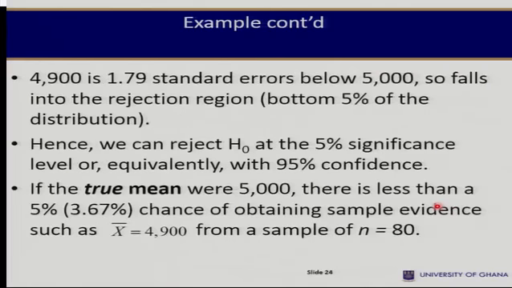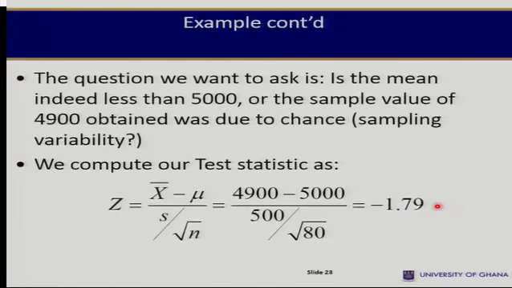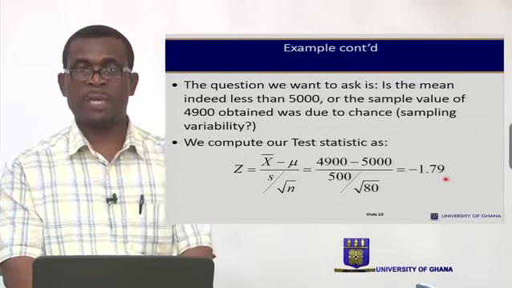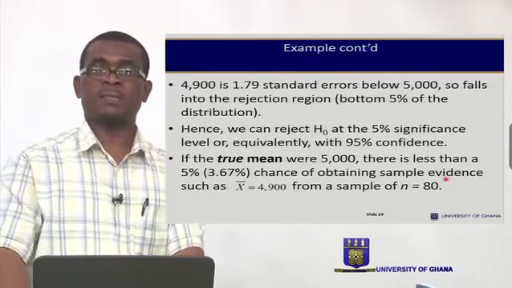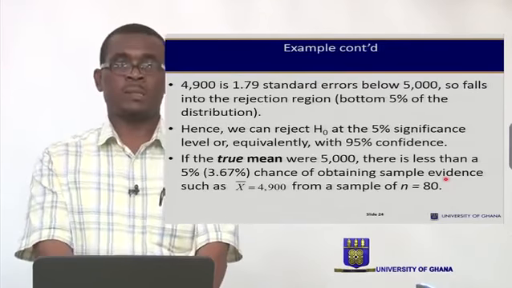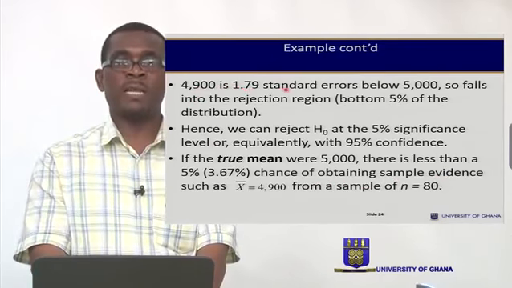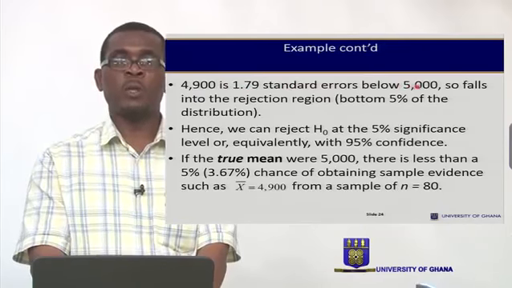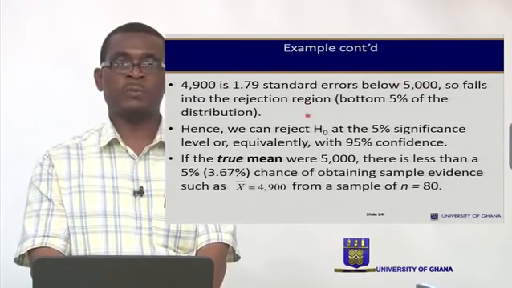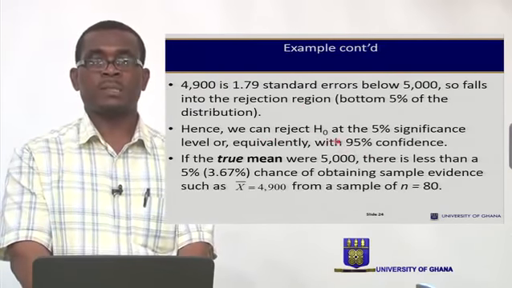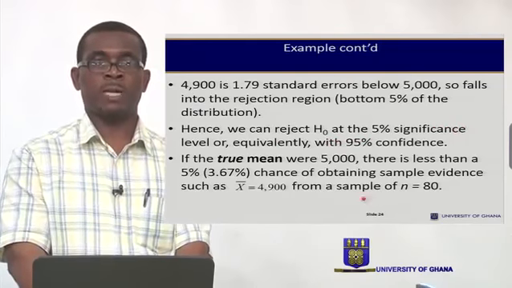Clearly, our test statistic, which is minus 1.79, lies in the rejection region because it's less than minus 1.64. So we need to reject the null hypothesis. 4,900 is 1.79 standard errors below 5,000, so it falls in the rejection region. Hence, we can reject the null hypothesis at the 5% level.